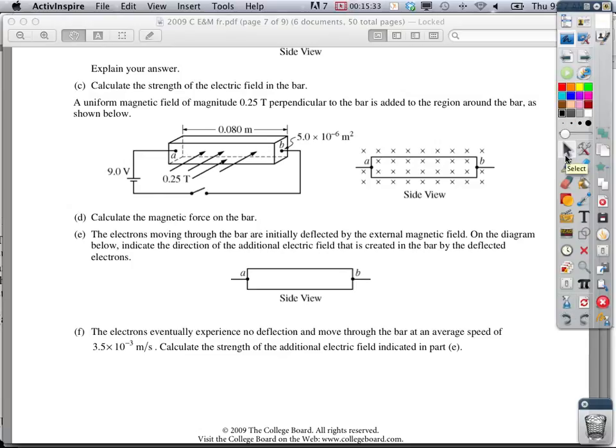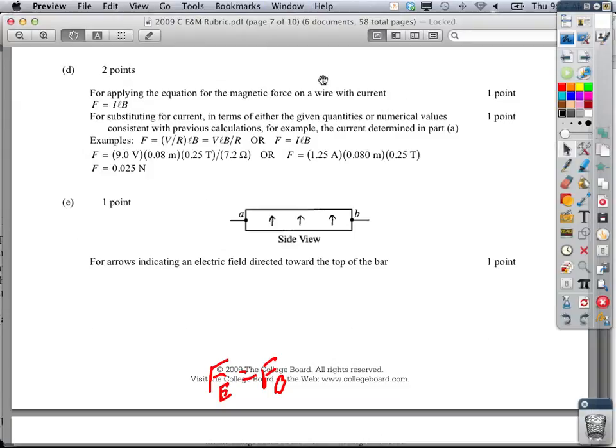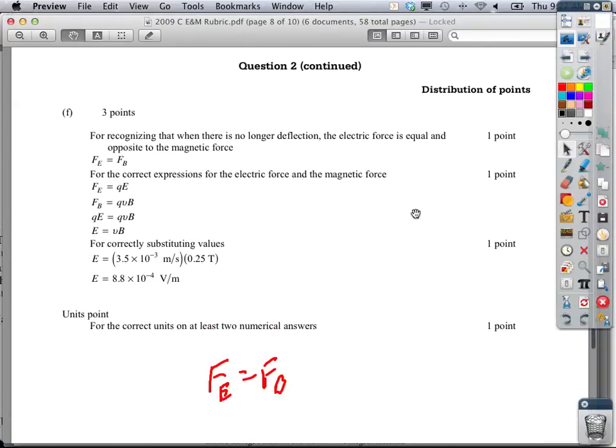Okay. The last thing: the electrons eventually experience no deflection and move through the bar at an average speed of this. Calculate the strength of the additional electric field indicated in part E. So if they experience no deflection, that means the electric field matched up with the push of the magnetic field. So we're just saying Fe equals Fb. Standard sum of the forces, and because I'm lazy, I don't write it. F equals FB, qE equals qvB, so E is vB.